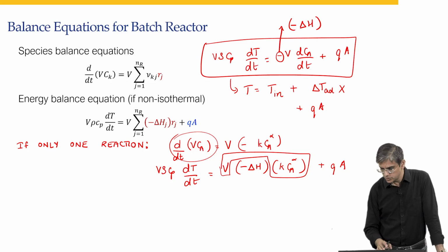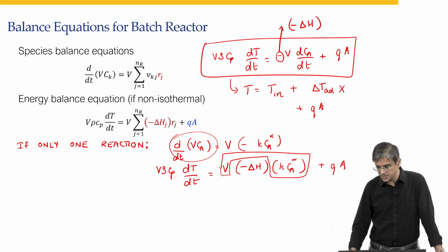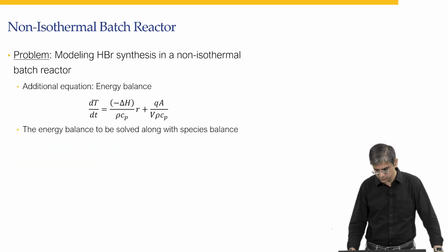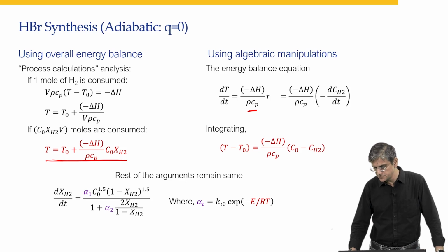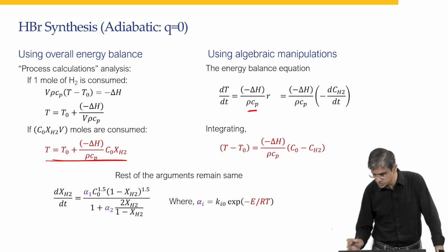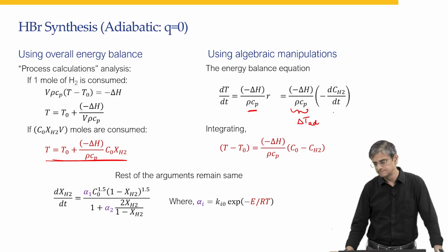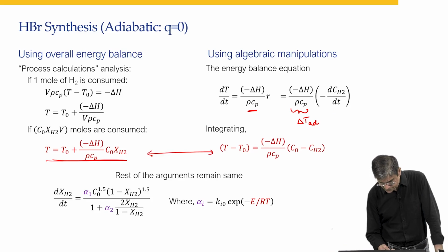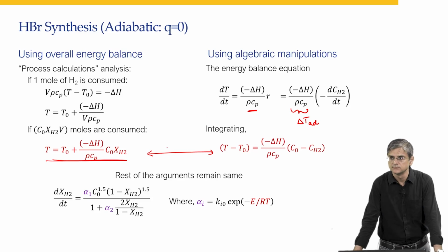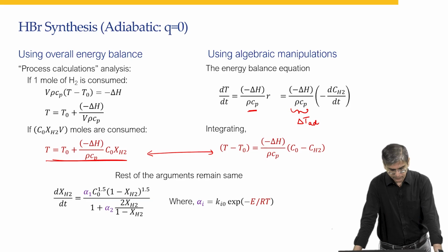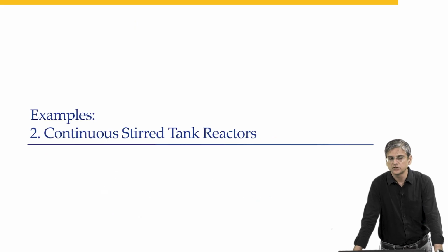So, if you divide this by V rho Cp, you will get dT by dt equal to minus delta H by rho Cp, which is what you see over here. Minus delta H by rho Cp is your delta T adiabatic, okay. And if you see, this and this expression are exactly the same, okay. This is what you get if we are trying to solve a batch reactor, okay.